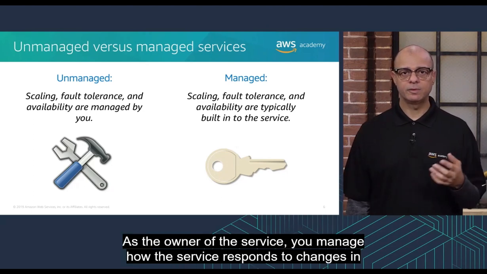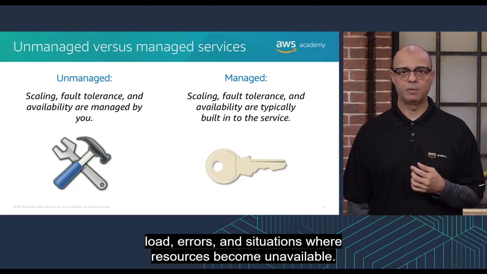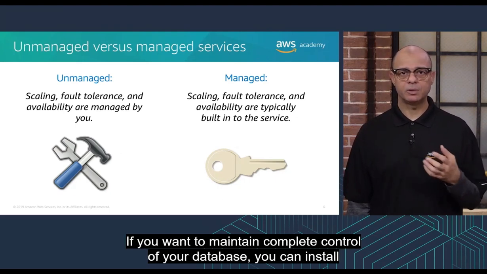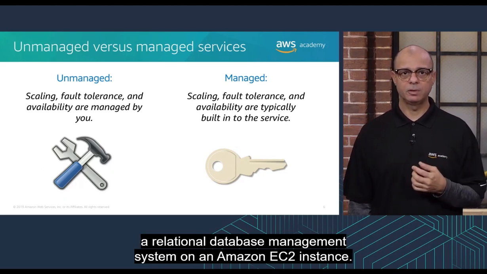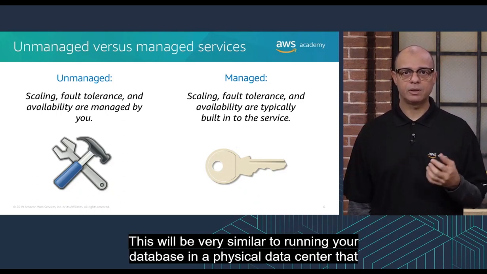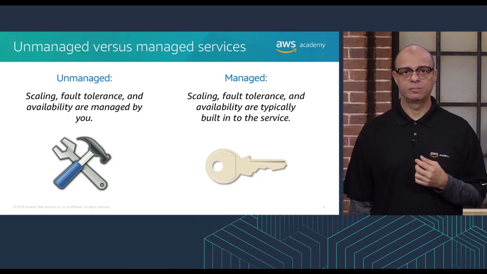As the owner of the service, you manage how the service responds to changes in load, errors, and situations where resources become unavailable. If you want to maintain complete control of your database, you can install a relational database management system on an Amazon EC2 instance. This will be very similar to running your database in a physical data center that you own and will be an example of an unmanaged service.